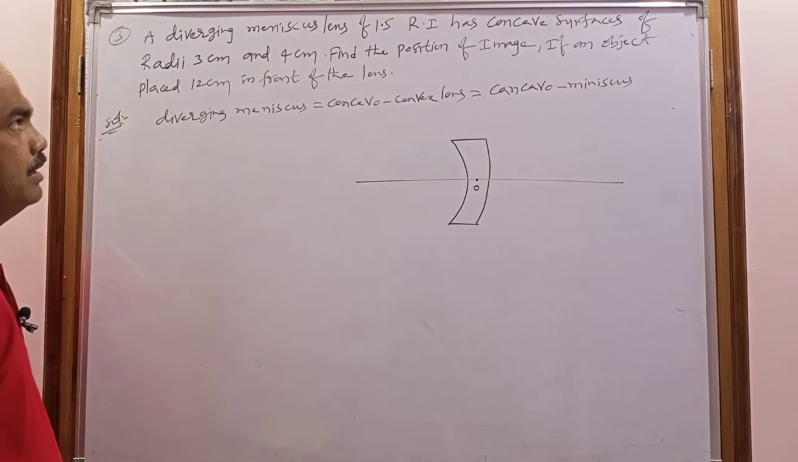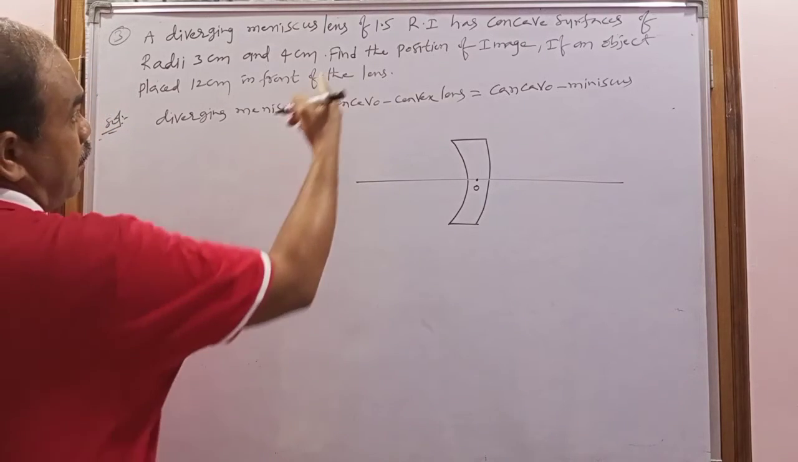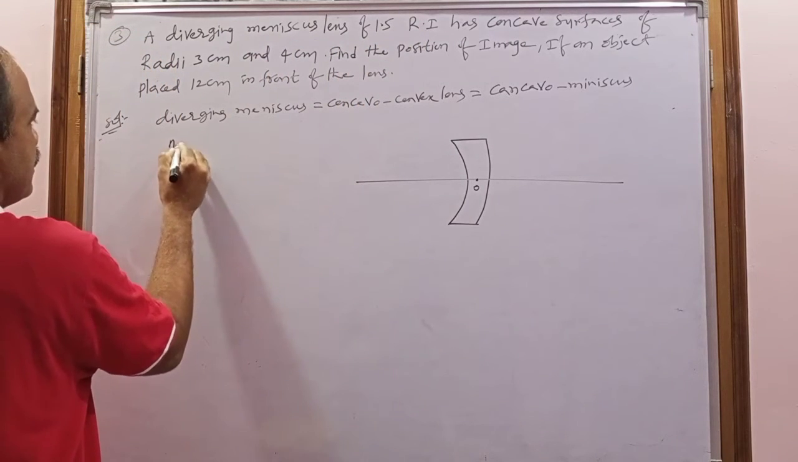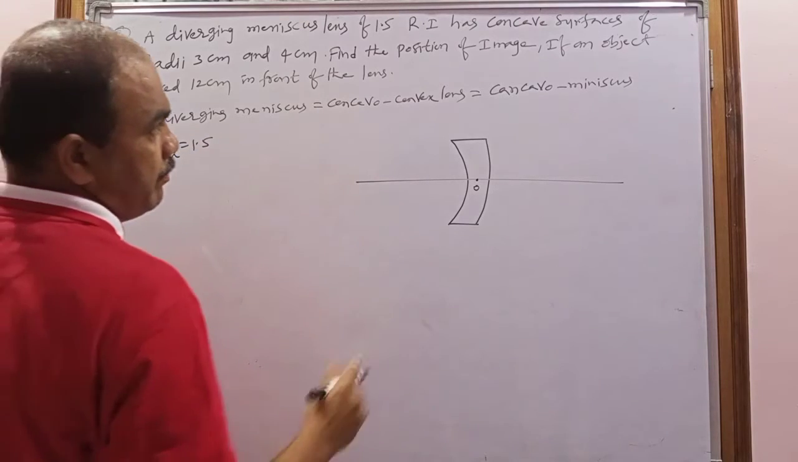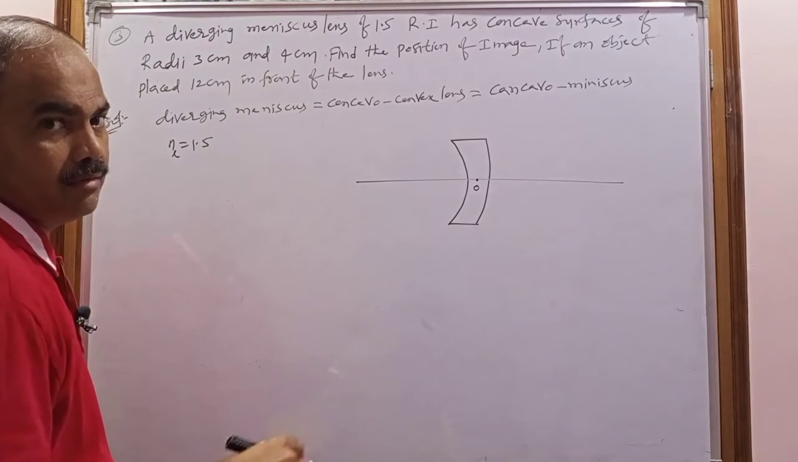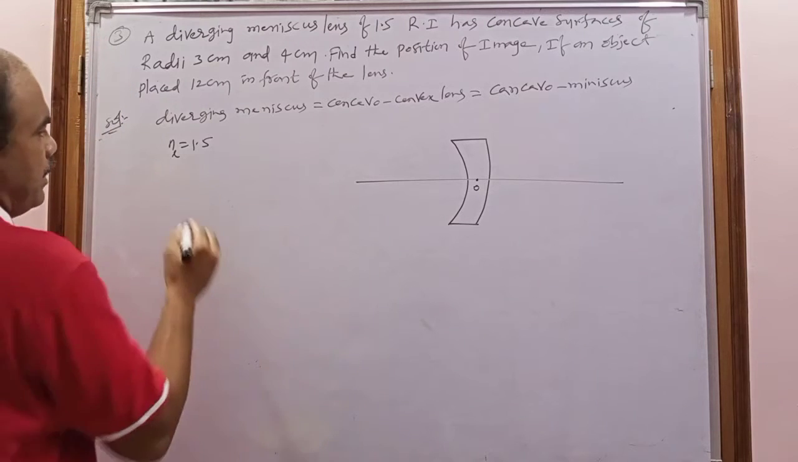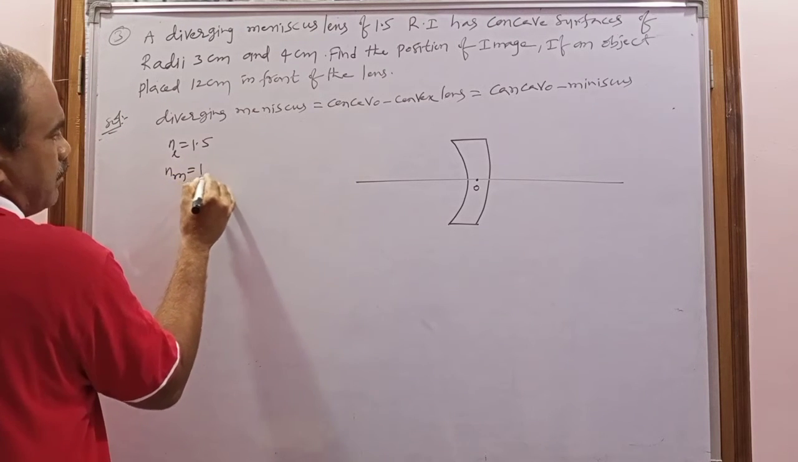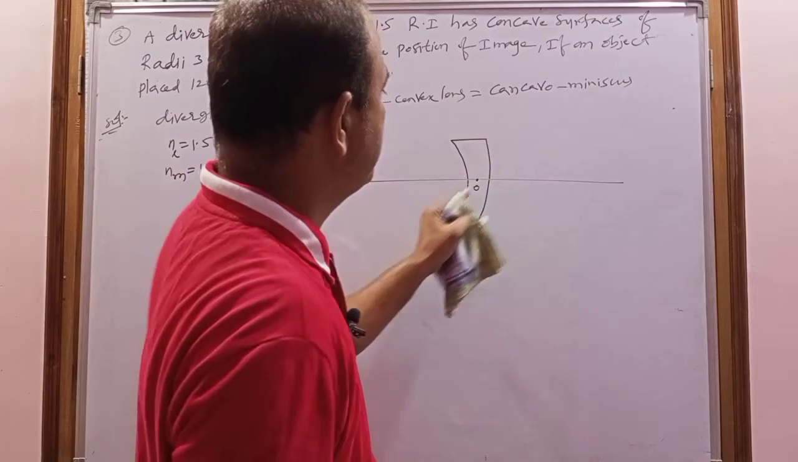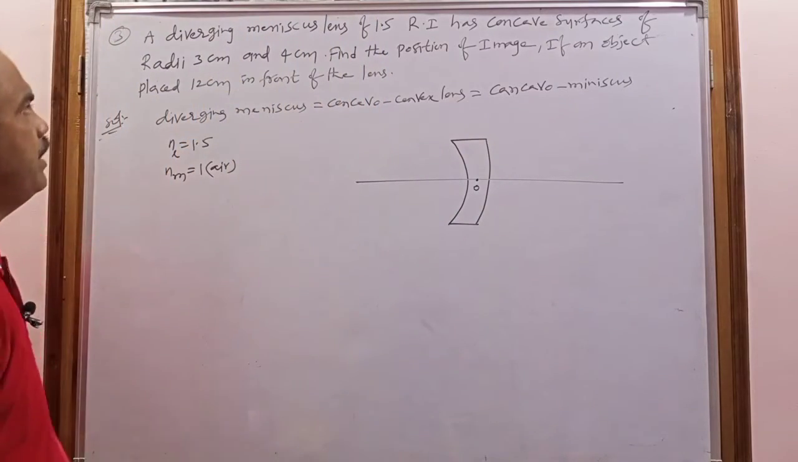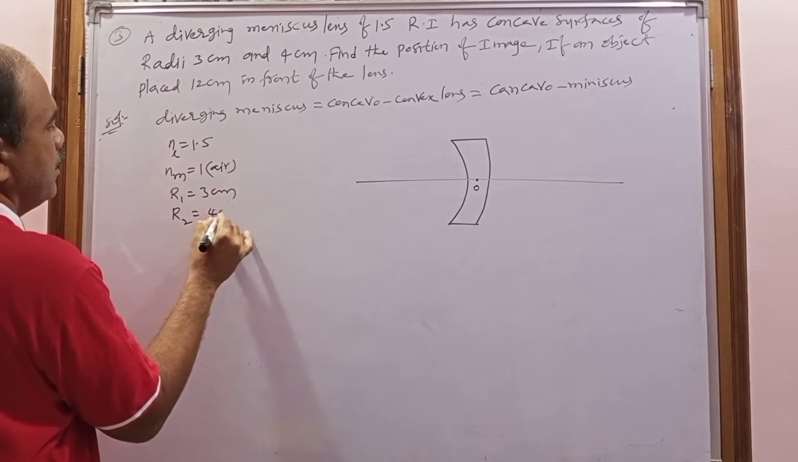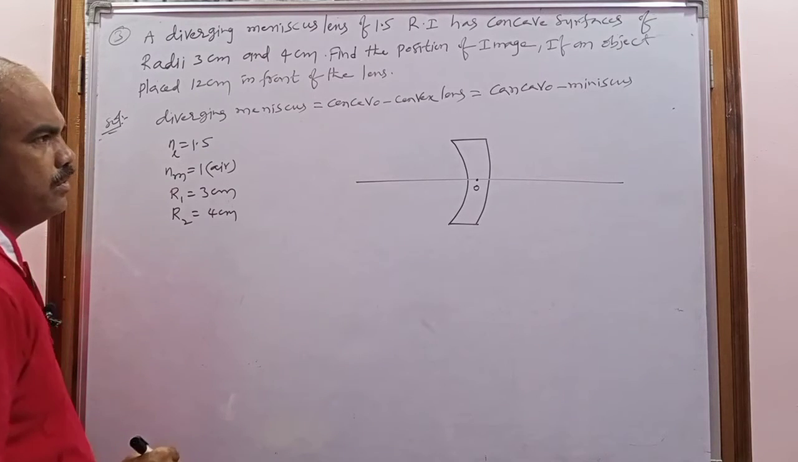Now you identified the lens, and next what is the data given in the problem? The diverging meniscus lens of 1.5 refractive index, so the refractive index of lens is given. But the refractive index of the surrounding medium is not given. So when it is not given, consider the surrounding medium as air, and the refractive index of the medium is how much? 1. And in the problem what is given? It has concave surfaces of radii 3 cm and 4 cm. R1 is 3 cm and R2 is 4 cm.